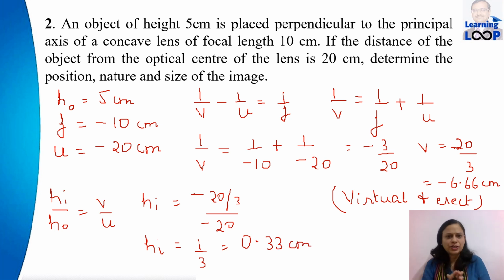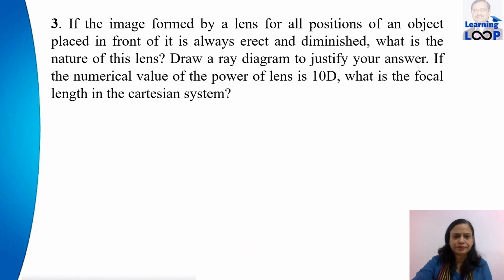So it's a diminished image. Since it's a concave lens, we all know that the image formed is virtual and erect and diminished. So this is how we solve such a question.